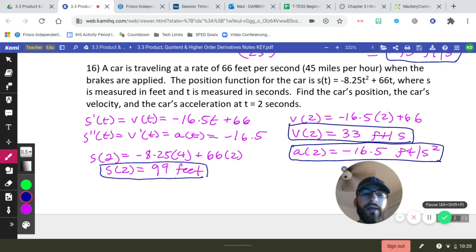If we're braking, then we should be decelerating at a constant rate, right? So our speed should be going down at that same rate because we just slammed on the brakes and we're going down. So it's always going to be negative 16.5.